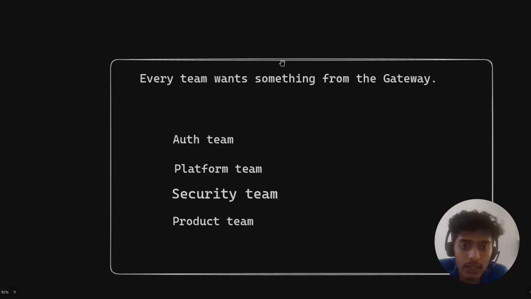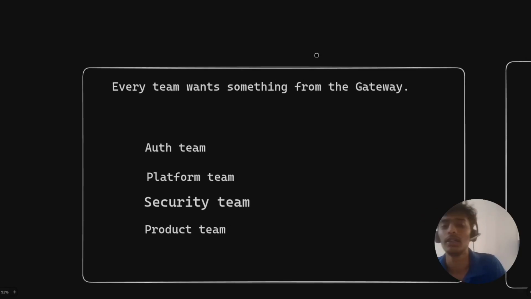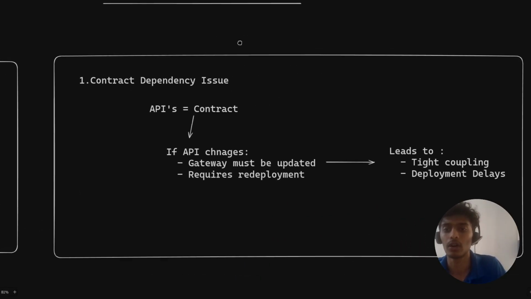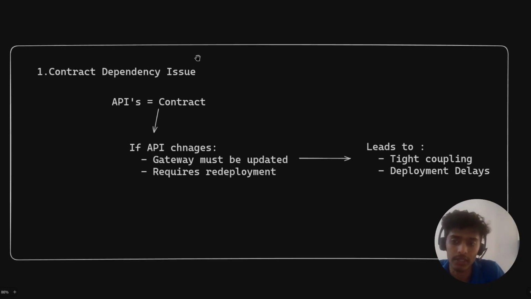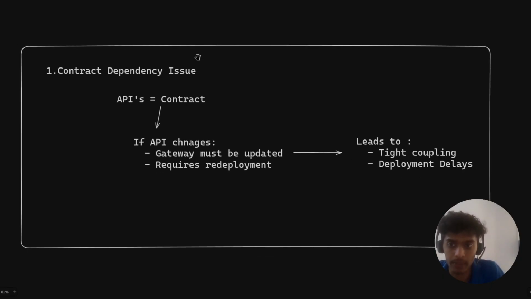So this is one of the biggest problems of API gateways. The second important drawback of API gateways is contract dependency issues. Usually, APIs are considered as contracts. So if the API changes, the gateway must be updated and it must require redeployment. This leads to tight coupling and deployment delays.